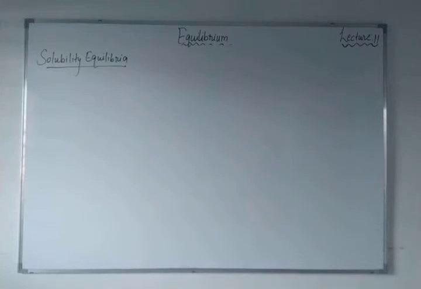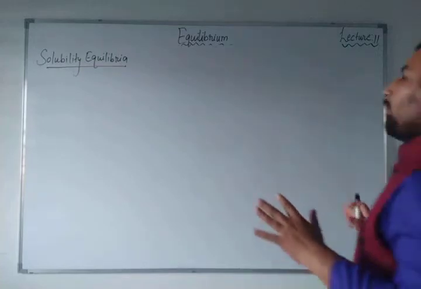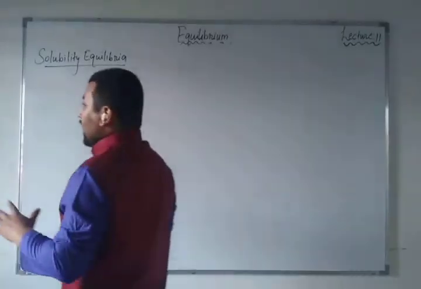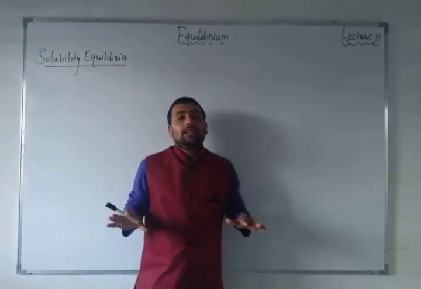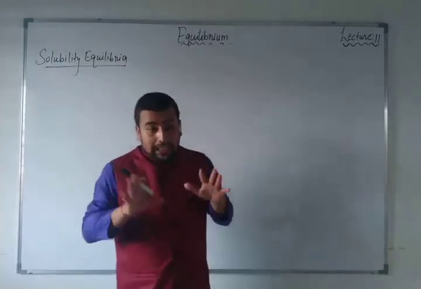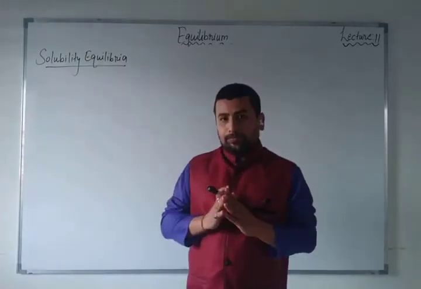You can classify salts on the basis of their solubility. What is the difference between slightly soluble and sparingly soluble? I am telling you: slightly soluble means solubility greater than 0.01 molarity and less than 0.1 molarity, and sparingly soluble means less than 0.01 molarity. As I have already said, the thing we are going to learn is sparingly soluble salts.